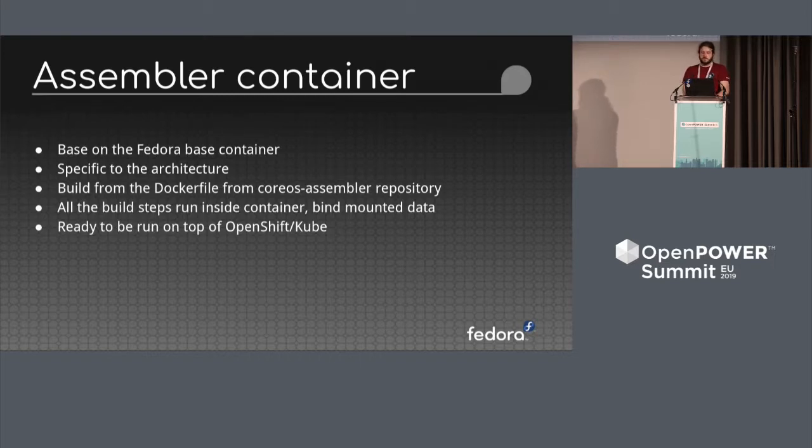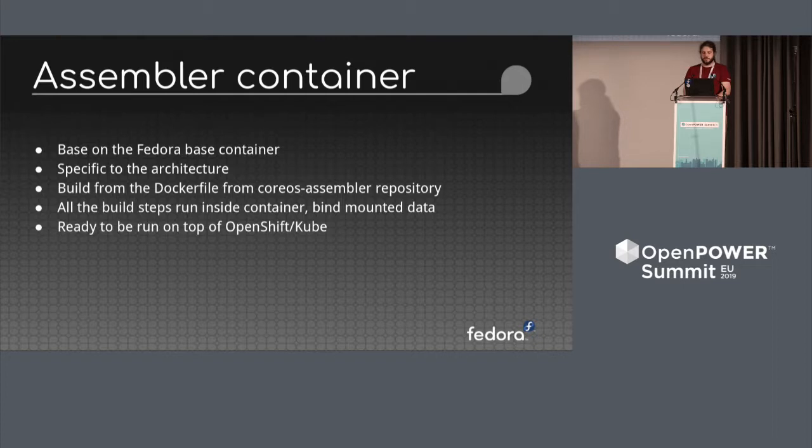It's based on the Fedora base image. It's building on top of the Fedora container image. It's specific to each architecture, so you need to build it for each architecture at the moment. In future, it might change, but it's not really yet clear. There is a Dockerfile from which you can just build it yourself using your tool of choice. Docker or Moby should work, as well as Podman, which is used upstream by Fedora CoreOS.